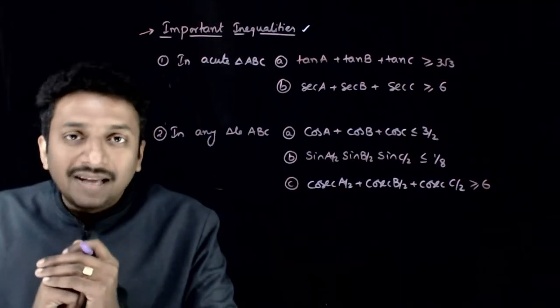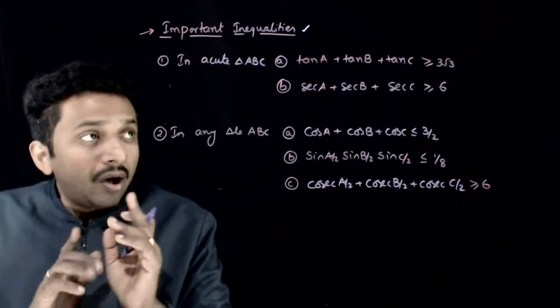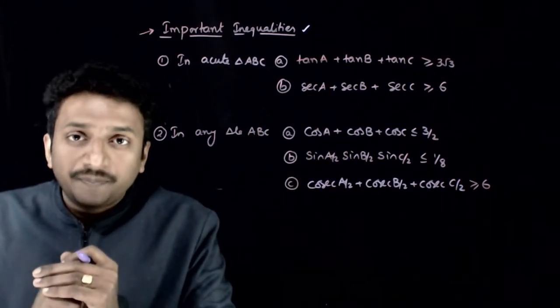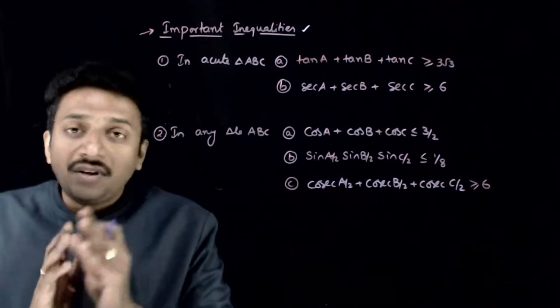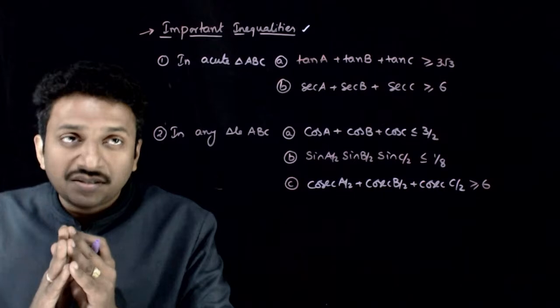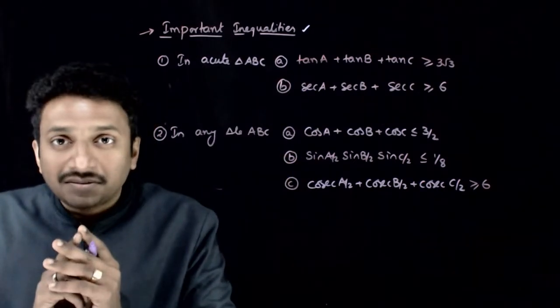In any acute angle triangle ABC, that is if A plus B plus C is equal to 180 degrees and all the three angles are acute angles, then tan A plus tan B plus tan C will always be greater than or equal to 3 root 3. And secant A plus secant B plus secant C will always be greater than or equal to 6. So these two relations are valid in acute angle triangles.